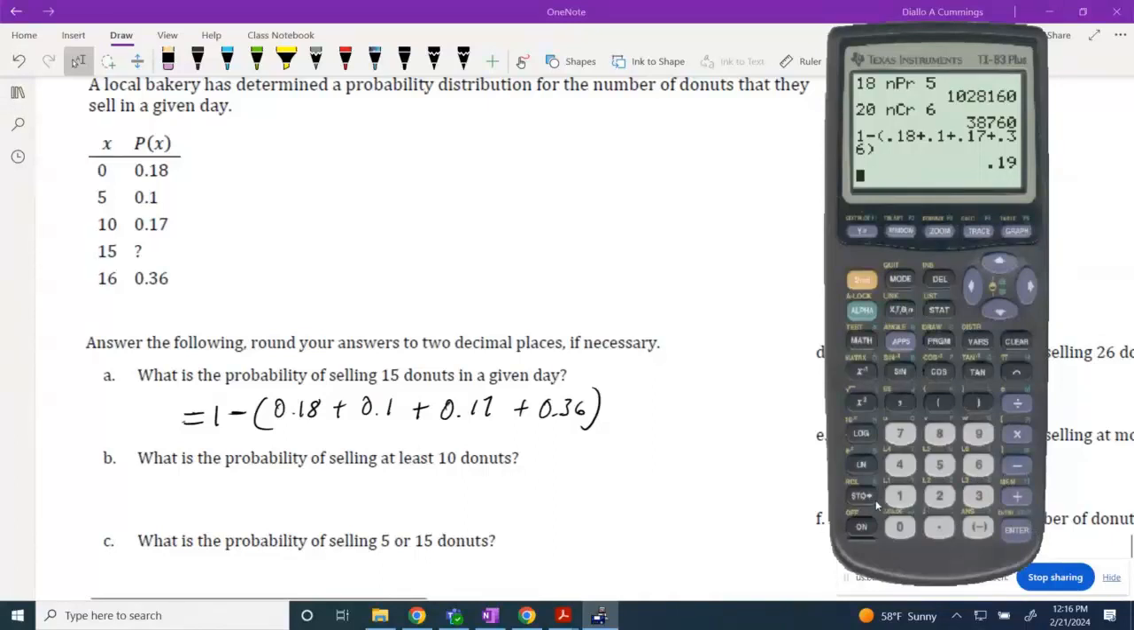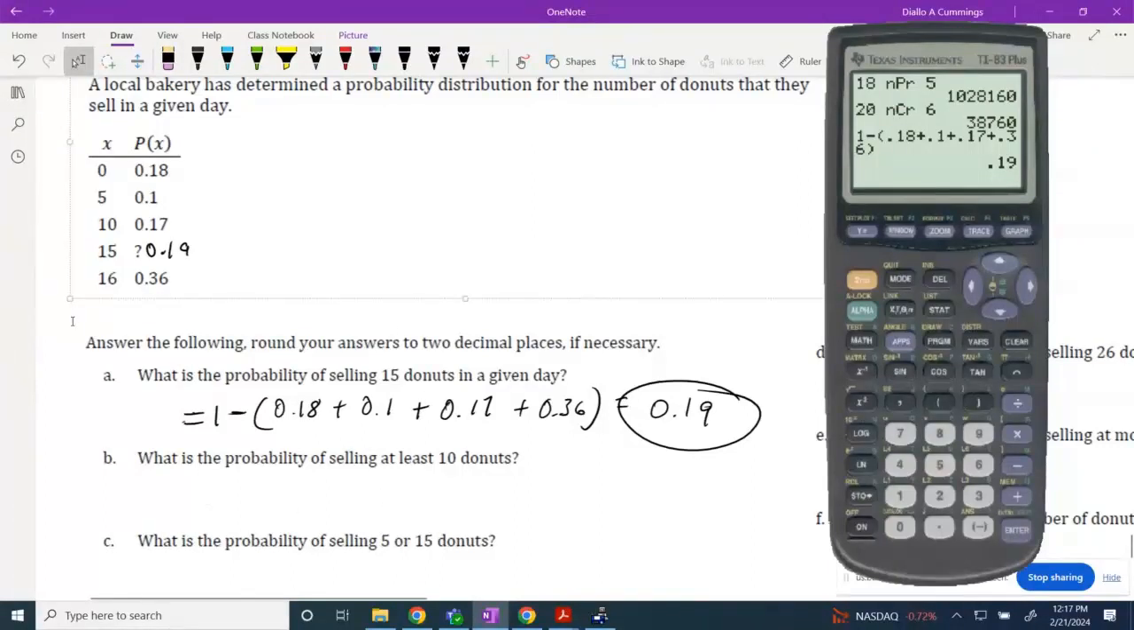Is everybody okay with that one? All right, so I kind of set up an algebraic type function, even though it's not an algebra class, to find the missing value. This is about the only problem where some algebra is concerned. But I just added all those up and then subtracted from 1. So we get 0.19.